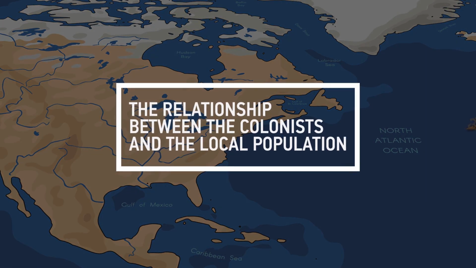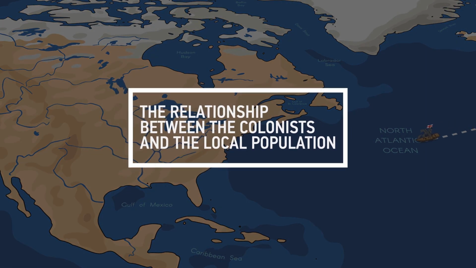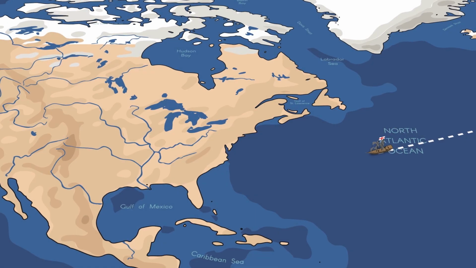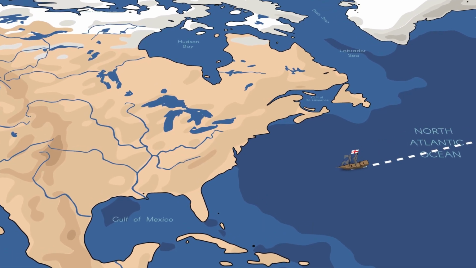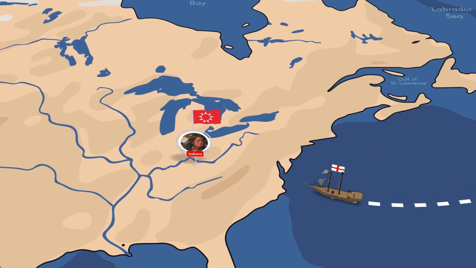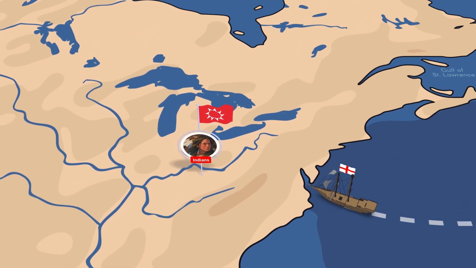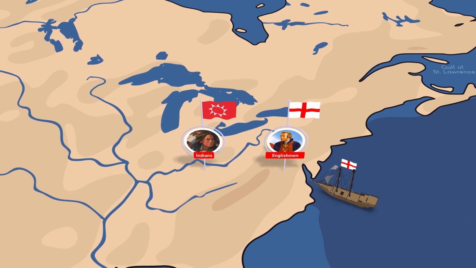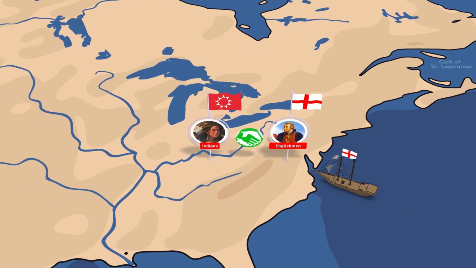The relationship between the colonists and the local population. The first with whom the British who arrived in America made contact were local Indians. The spread of the gift-giving culture among the indigenous population had a good impact on the early development of good neighborly relations between the English and Aboriginals.